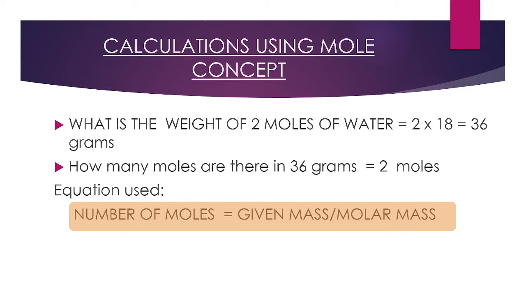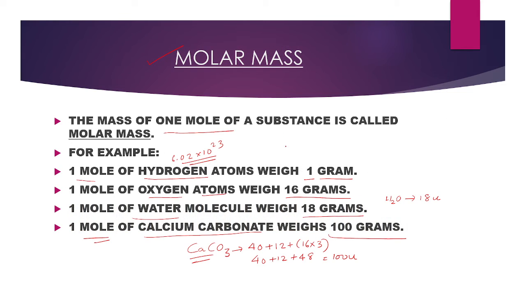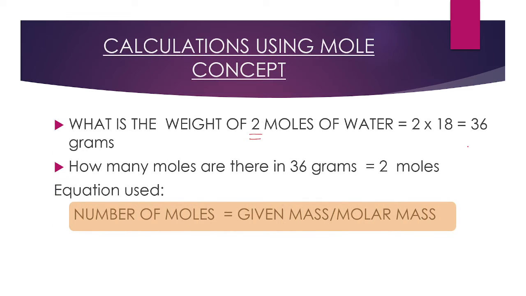Next, let us do some calculations using the mole concept. What is the weight of 2 moles of water? In the previous slide, we have seen the weight of 1 mole of water. How much was it? The weight of 1 mole of water was 18 grams. So, if I am taking 2 moles, just like we can see dozens, 2 moles will be the same. 18 into 2 you have to multiply, which will be 36 grams.